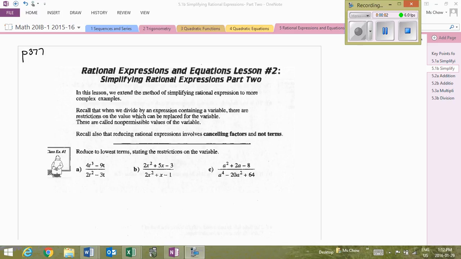Okay, let's take a look at page 377 in your workbook. So, simplifying rational expressions, part 2. It's just an extension of doing the same thing. Just the examples in this particular case are a little bit more complex.